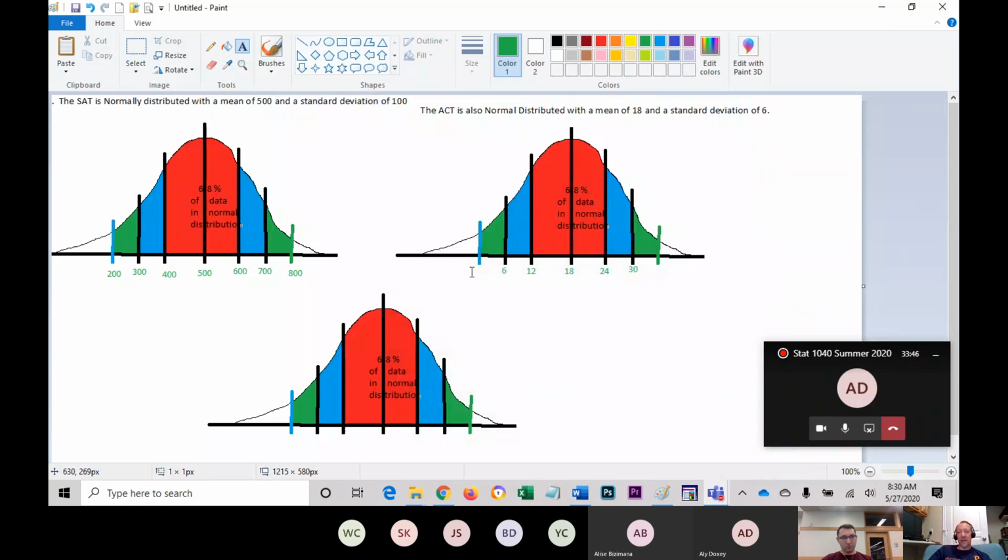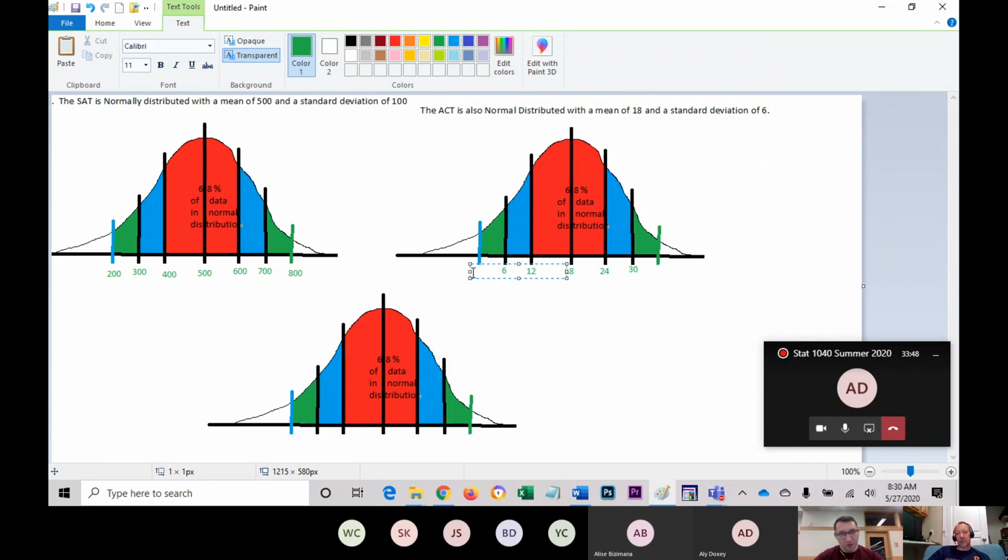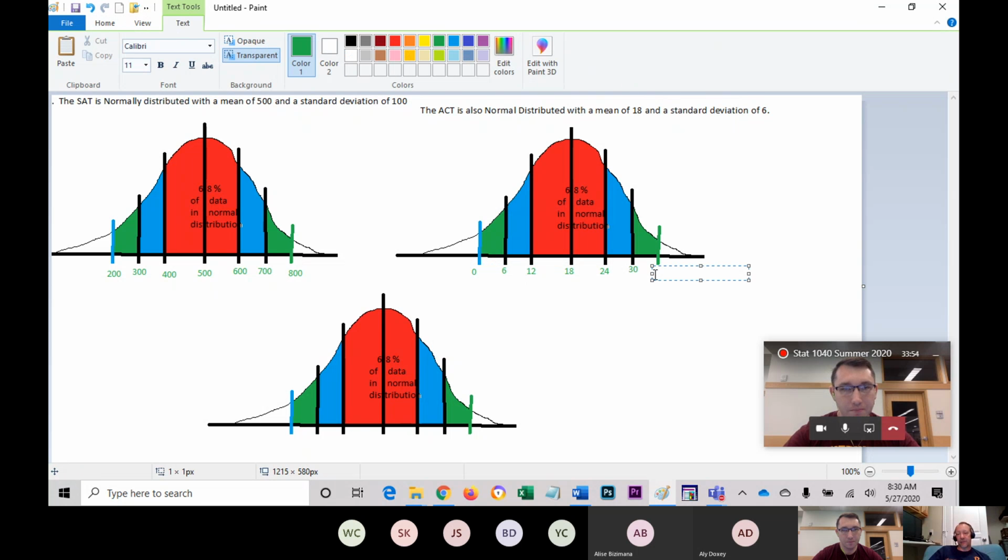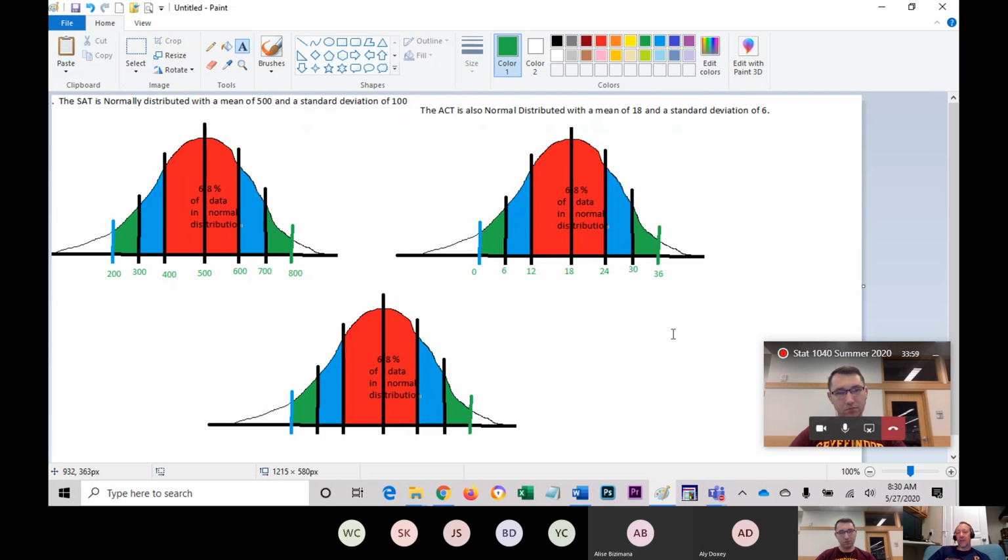Easton, can you give me these values here? So wouldn't that one be 0? 0 and 36. Okay, so what does that represent? 99.7% of the data. 99.7% of students scored between 0 and 36 on the ACT exam. Okay.